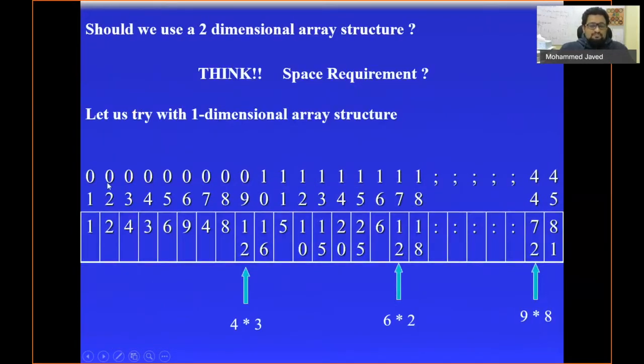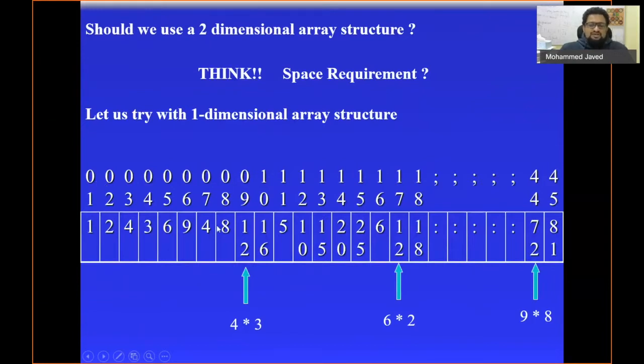Please don't confuse this one. These are the location numbers: 0, 1, 2, 3, 4, 5, 6, 7, 8, 9, 10. This is the 11th, this is the 12th location, 13th location, 14, 18, and so on up to 45. So now what I have stored is all those answers, right? The answers 1, 2, 4.